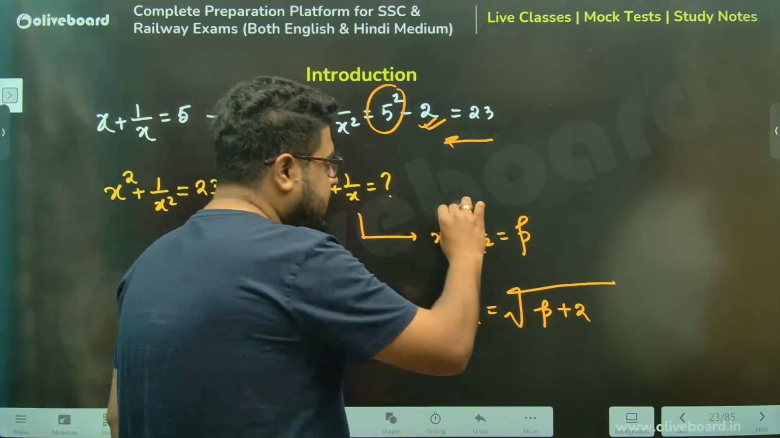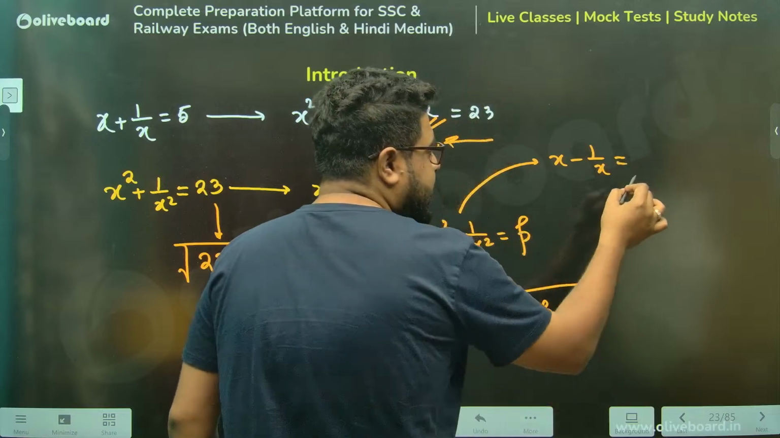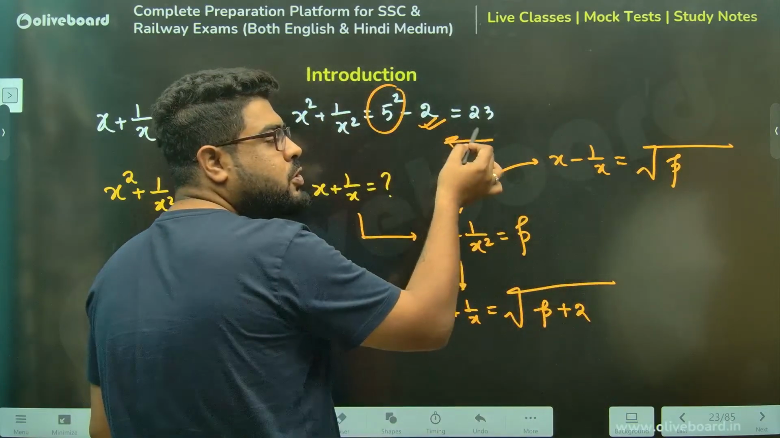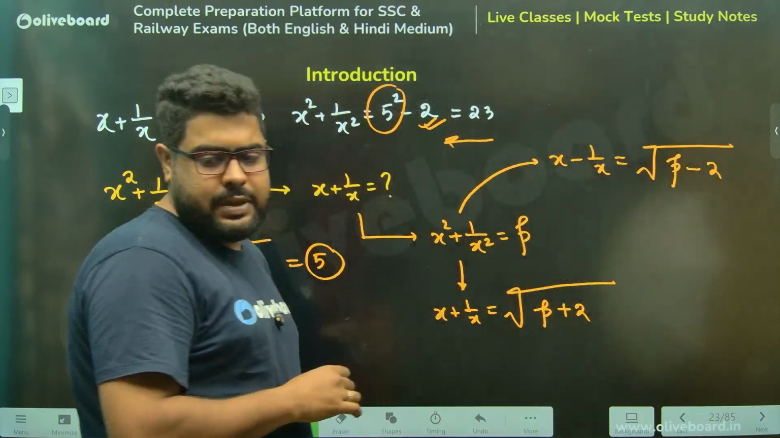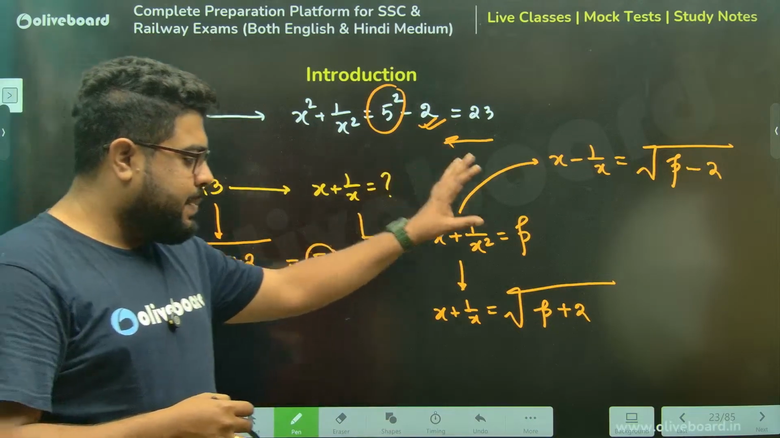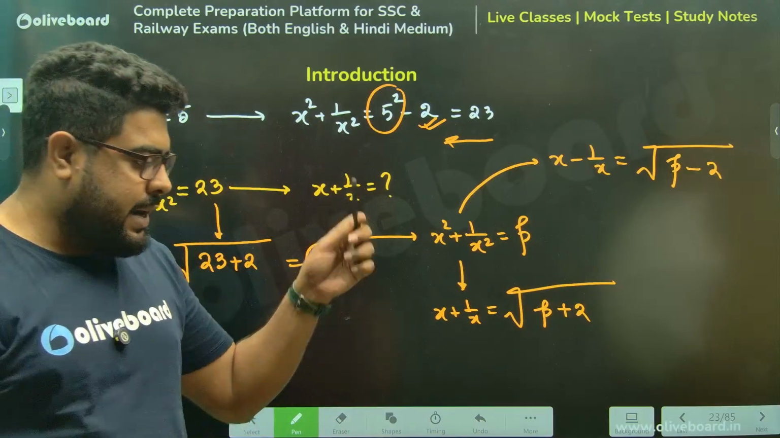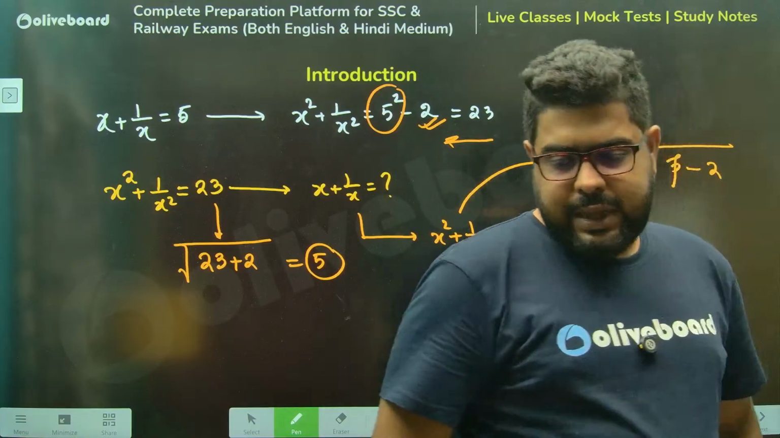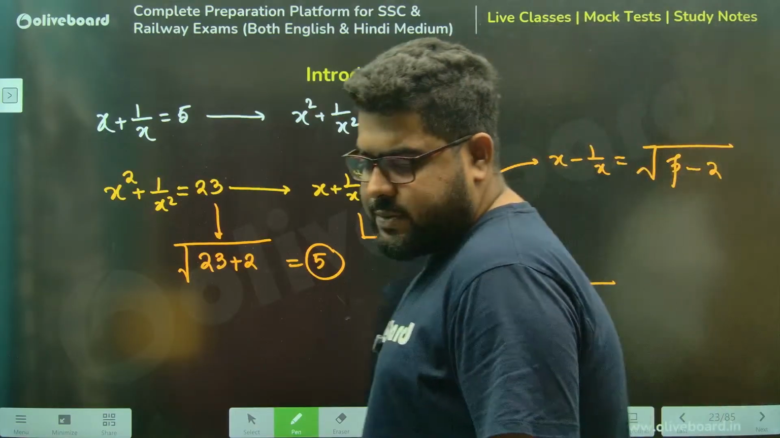Now what if it is x minus 1 by x? In that case, everything will remain the same. There we add 2; here I'll do p minus 2, square root of that. This is a little backtracking thing which you should always do. Clear everyone this? Is this 100% clear, sir? This is something I just wanted to discuss with you guys.